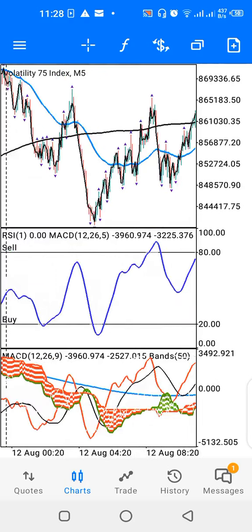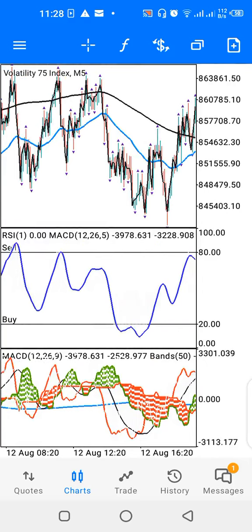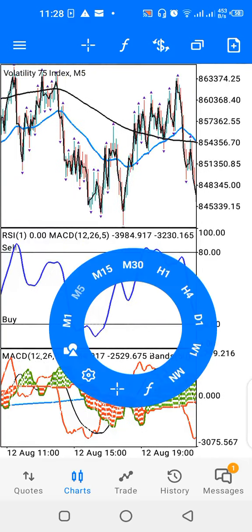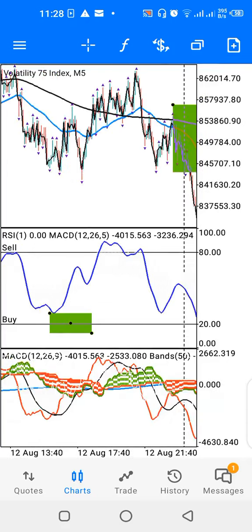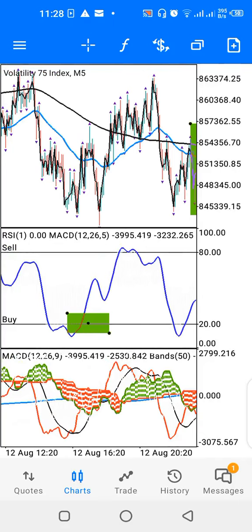The other way around, buy entries is when the blue line crosses below the 20 level and starts to turn up. That's your buy signal, the point where you place your buy entry. See it crossing below the 20 level, and then turning up. You can scalp some profit by placing buy trades at that point.